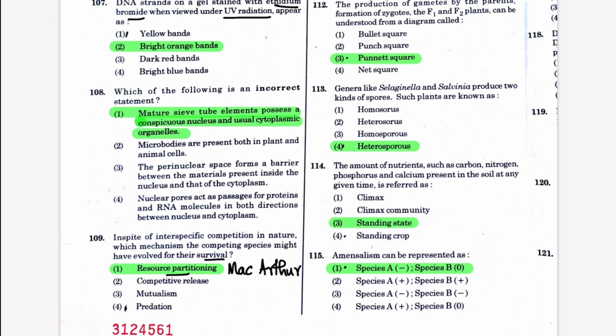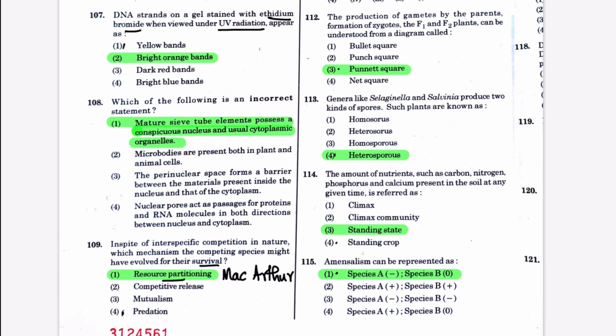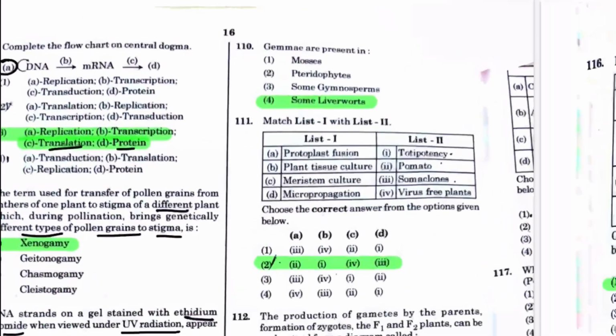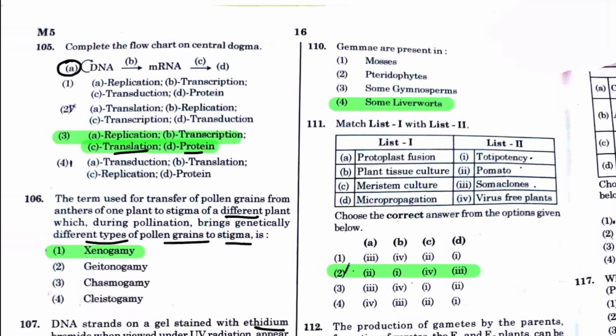So this is resource partitioning. Okay, so that is the answer. And 110, gemma. We know gemma is an asexual, multicellular asexual bud. You can see it in Marchantia, and Marchantia is an example of liverworts. So the answer is liverwort.